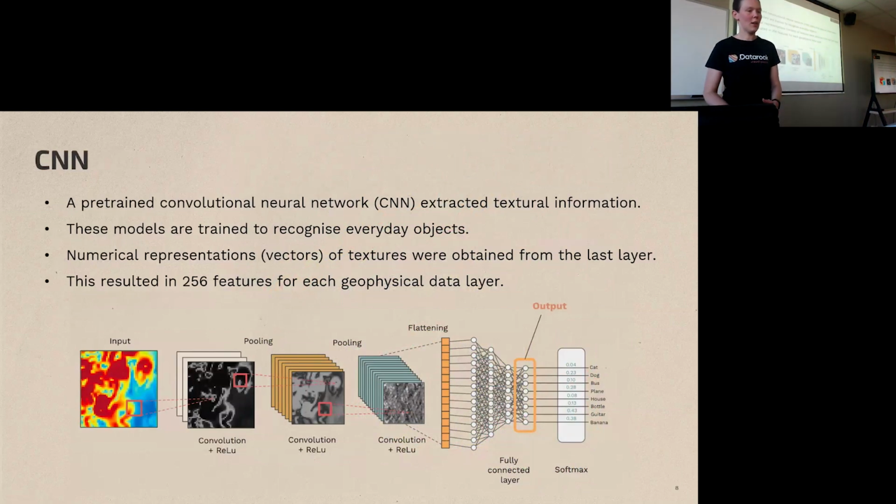So each 2 kilometre tile is then passed through a pre-trained convolutional neural network. These models are trained to recognise everyday objects, cats, dogs, cars, all sorts of things like that. However, in this case, instead of taking the last discrete object classification from the labels, which are the ones over here, you can actually take this layer beforehand. Basically, each little output in that describes something about the texture of that image or shapes present in the data. So this results in 256 features for each geophysical data layer.